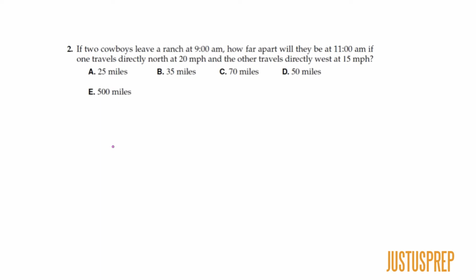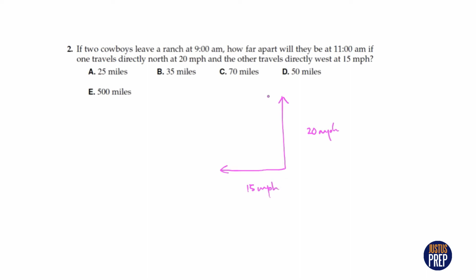Question number 2, if 2 cowboys leave a ranch at 9 a.m., how far apart will they be at 11 a.m. if one travels directly north at 20 miles per hour and the other travels directly west at 15 miles per hour? So let's first draw out some arrows. One person is going north at 20 miles per hour. The other person is going west at 15 miles per hour. And they're traveling for 2 hours because they start at 9 a.m. and they end at 11 a.m.